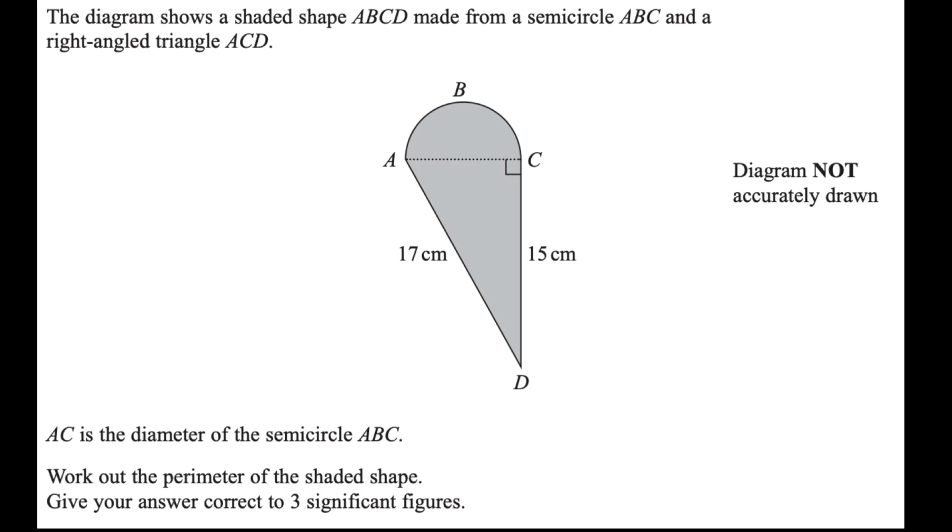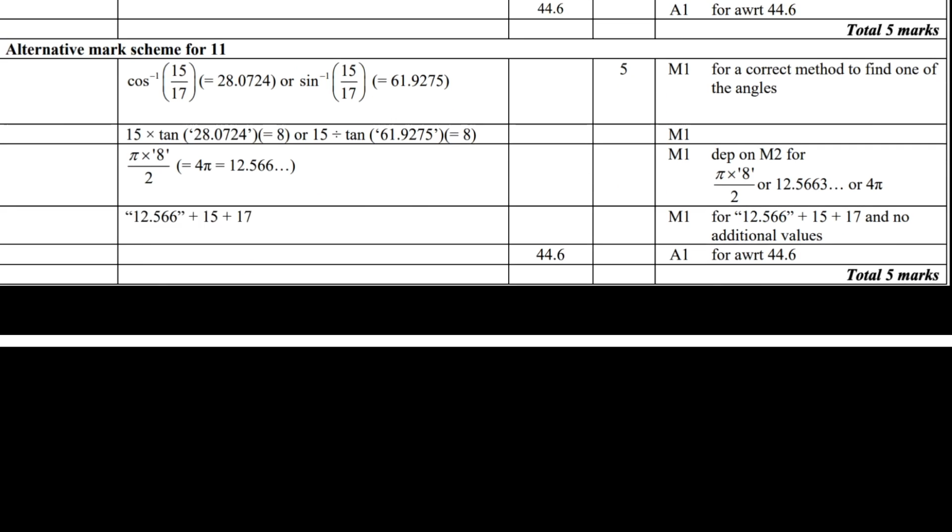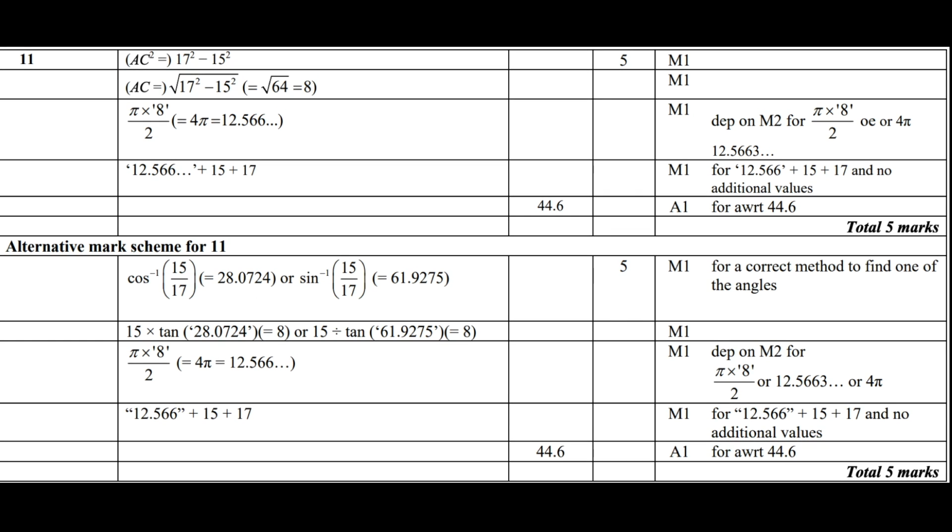So I think it's time to go and have a look at the mark scheme. Answer was answered well, very good. Yes, mixing up the diameter and the radius. Looks like there was a mistake there. But you wouldn't do that, would you? No, no, no, no. Okay, so let's have a look at the mark scheme. Oh, come on. And 44.6, lovely.